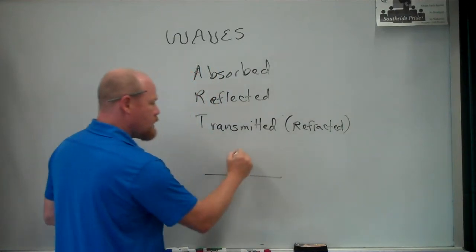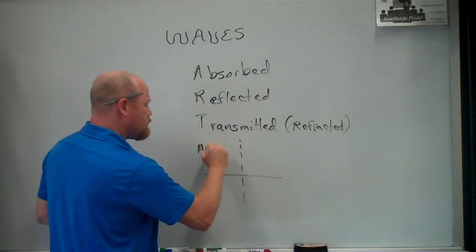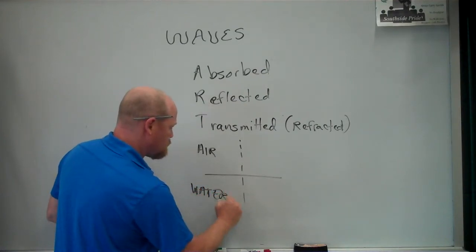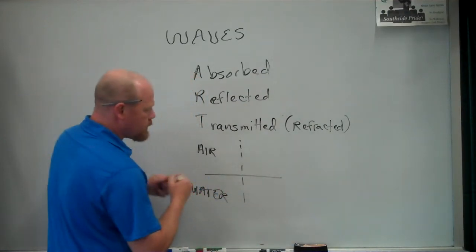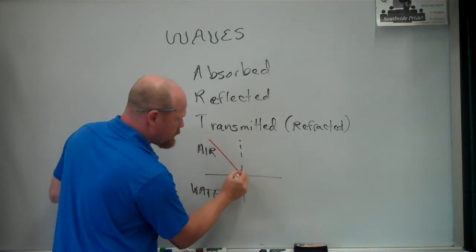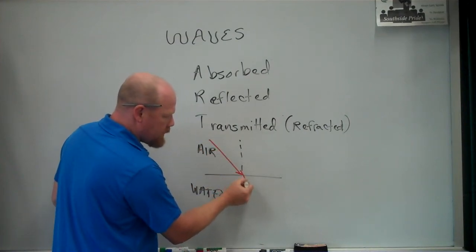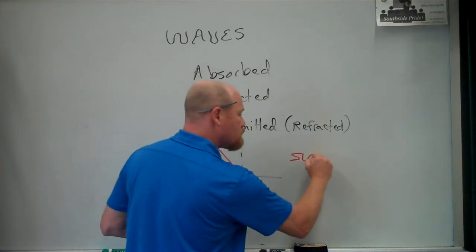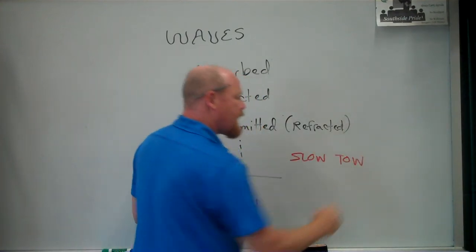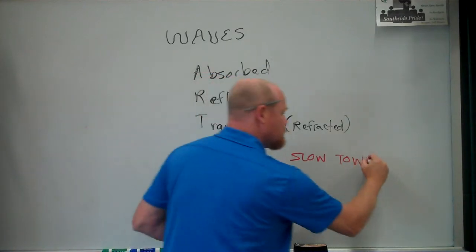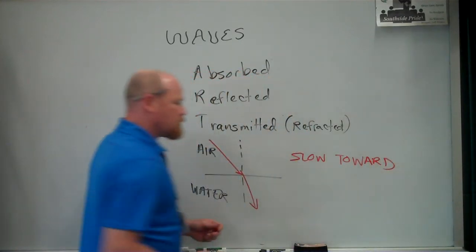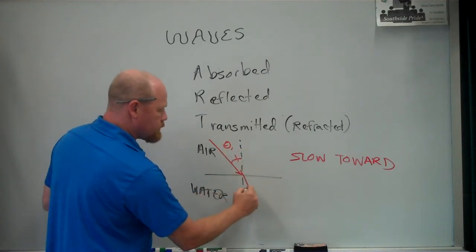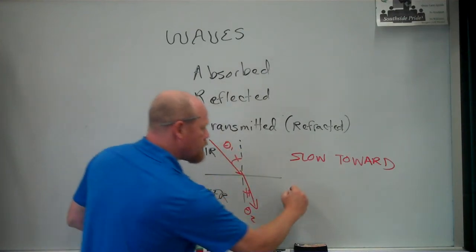So, you've got air and some water. If we have some light coming in here, the light's going to come down here. When it gets into the water, it's going to slow down and go toward the normal: slow toward. And remember, the opposite one is run away. So when it slows down, it goes toward the normal. Remember, this is your angle of incidence, this is your angle of refraction.